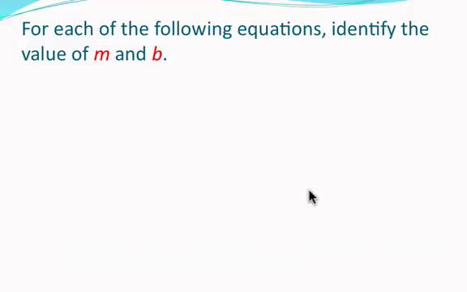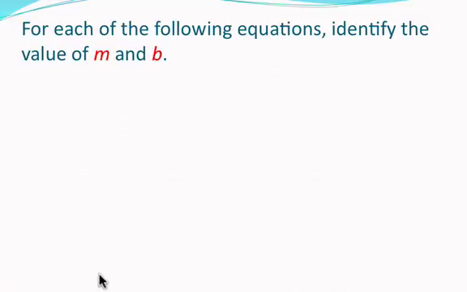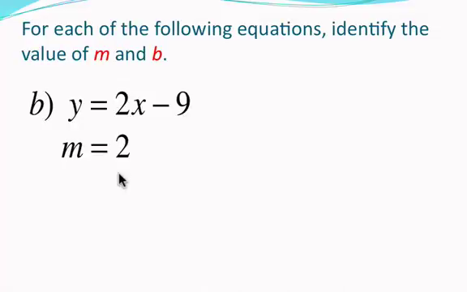So we'll take a look at a couple of examples, and it's important that you're able to identify m and b. Now, for y equals 3x plus 7, we're multiplying x by 3, so our m is 3. And we're also adding 7, so our b is 7. Another example: if we're given y equals 2x minus 9, we're multiplying the x by 2, and we're taking away 9, so our m is 2 and our b is negative 9.